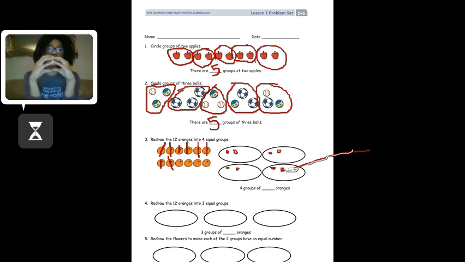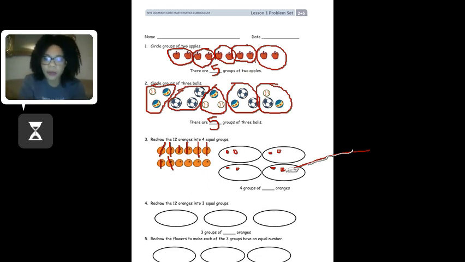oranges in each group. So we have 1, 2 in the first basket, 1, 2 in the second basket, 1, 2 in the third basket, and 1, 2 in the fourth basket. Each group has 2 oranges in each basket, but we're not done. So I have to finish those last groups of oranges off to make sure we have the same amount.